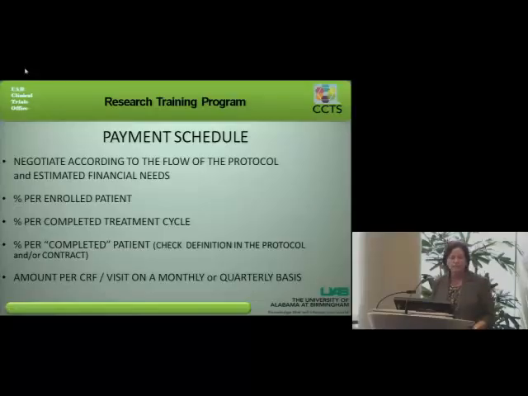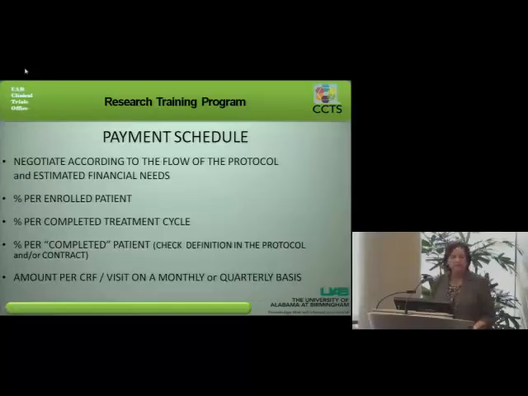They may be doing their budget on a percent per enrolled patient. They may be giving you a percentage payment based on a completed treatment cycle, or they may give you a percentage payment for a completed patient, and you always need to make sure you look at your contract to know what the definition of a completed patient is for that study. They do vary. Are they going to pay you so much per CRF or per visit?